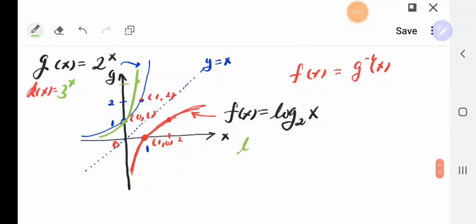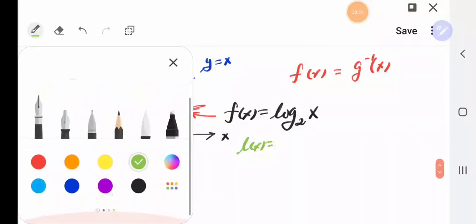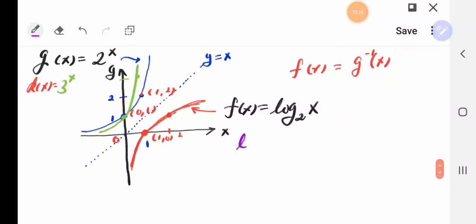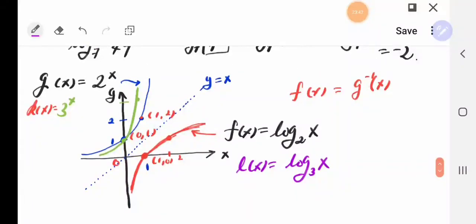Then L of x, let's say L of x is equal to logarithm base 3 of x. So L of x is the inverse function of function k. And the graph is, as you can see, this 3 to the x power, the graph is close to the y-axis.